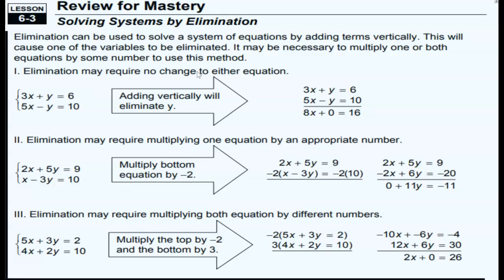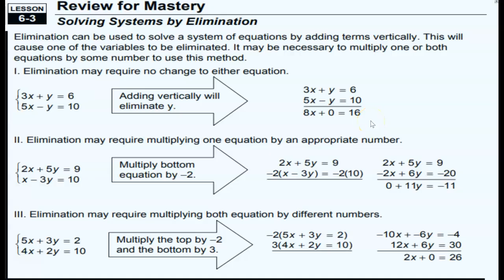What you're going to do is add vertically, kind of like adding multi-digit numbers, like 3-digit and 2-digit numbers, just add vertically to eliminate. In this first example, we're looking at 3x plus y is equal to 6, and 5x minus y is equal to 10. You're going to add vertically. 3 plus 5 is 8x, and then y plus negative y is 0. See how that eliminates that? And then 6 plus 10 is 16. Once you do that, you're going to solve for x, then plug it back in to find y.